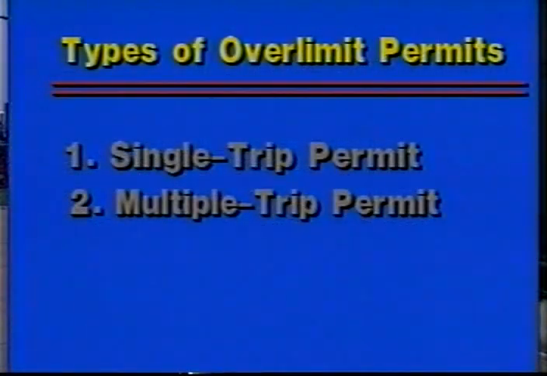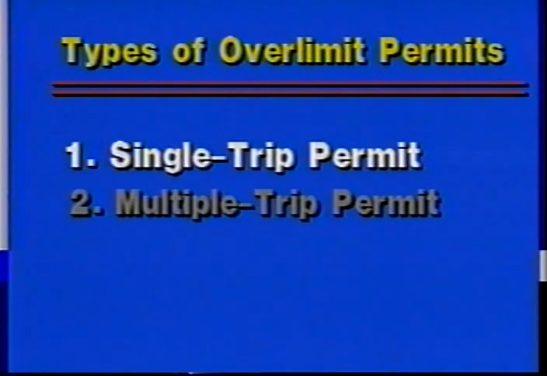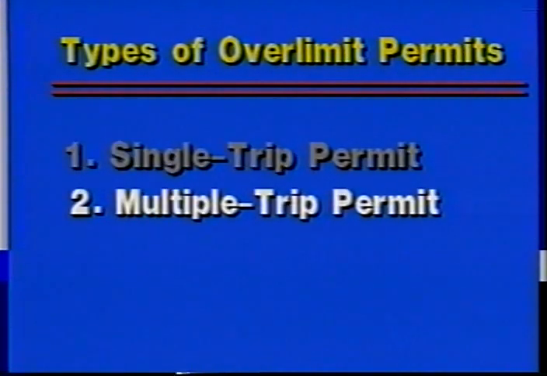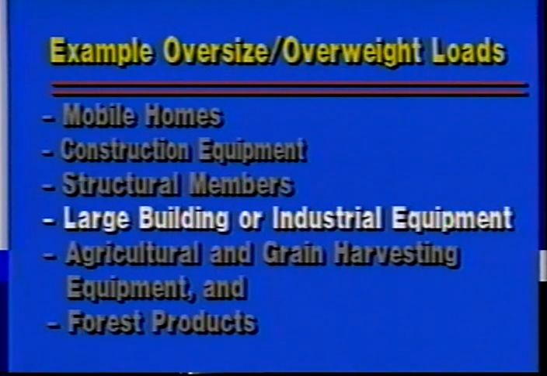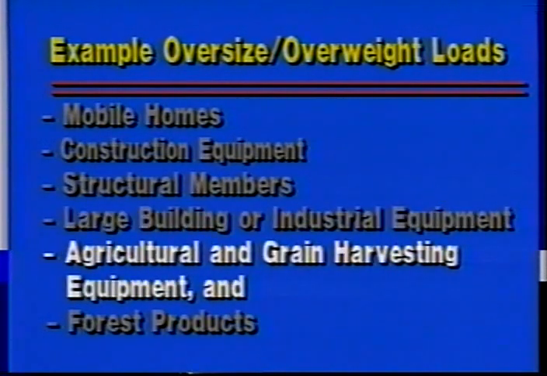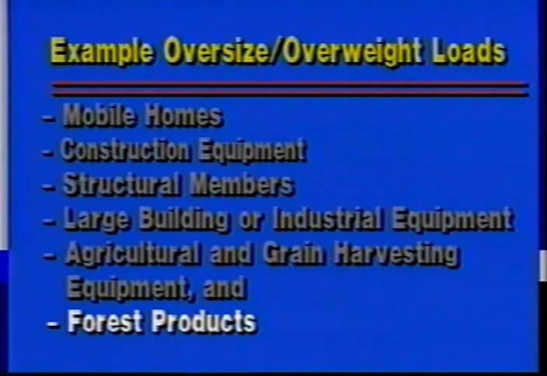There are two types of over-limit permits: single-trip permits, which are good for a single one-way or round trip as specified in the laws of each state, and multiple-trip permits, which last from 2 weeks to 1 year. Vehicles often needing special permits are trucks transporting mobile homes, construction equipment, structural members, large building or industrial equipment, agricultural and grain harvesting equipment, and forest products.